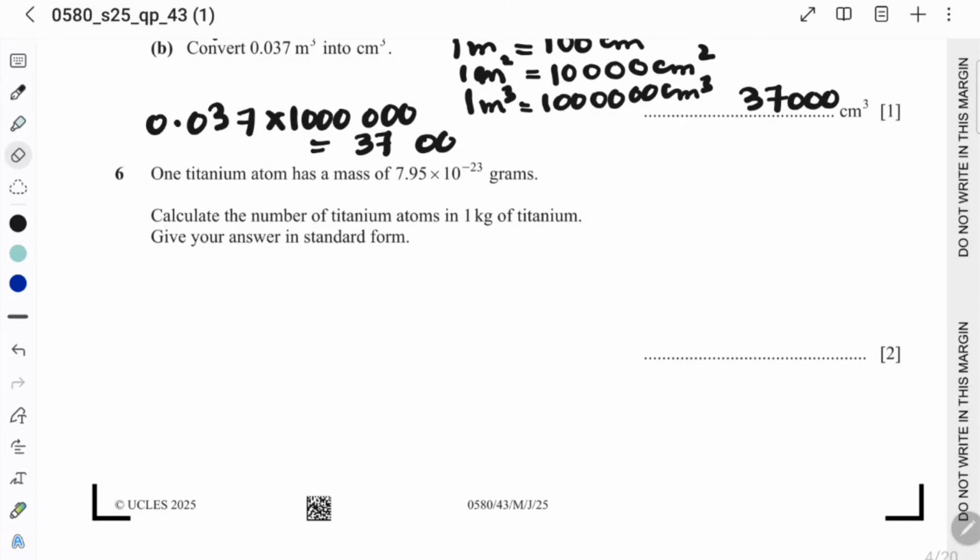All right, now question number 6. One titanium atom has a mass of 7.95 times 10 to the power minus 3 grams.